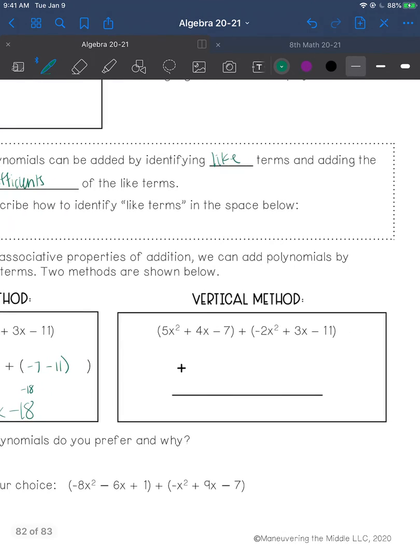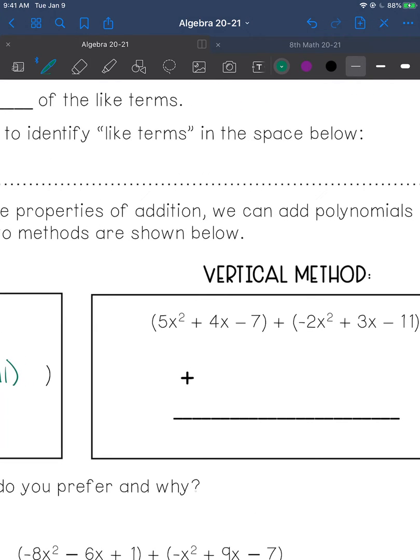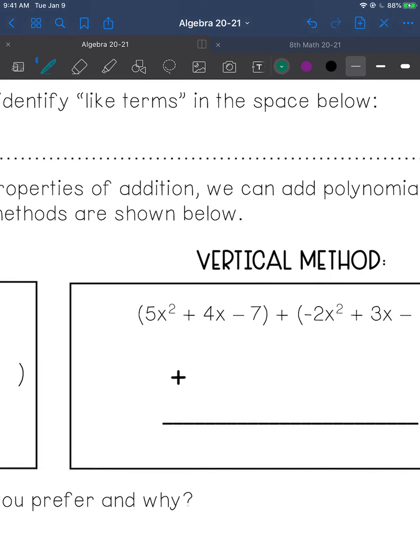Okay. Vertical method. The vertical method is a lot like what we just did with the algebra tiles. You just stack up the like terms. So 5x squared plus 4x minus 7, negative 2x squared plus 3x minus 11. So we look at the coefficients on top of each other. So 5 minus 2 is 3x squared, 4 plus 3 is 7x, negative 7 minus 11, negative 18.